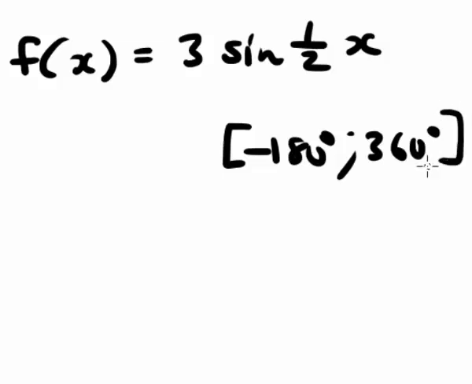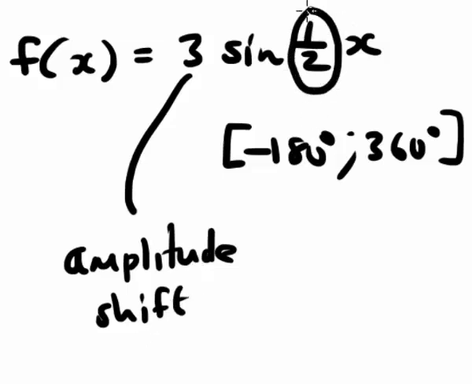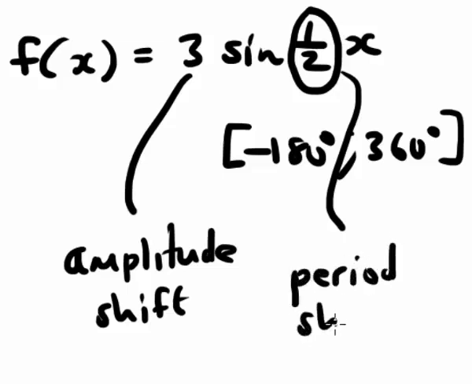Okay, now what do we have here? Well, firstly, this 3 tells me there's an amplitude shift. That's an amplitude shift. Okay, so the sine graph will stretch. But look at this. This here tells me that there's a period shift as well. Okay, so let's start off with the period shift.